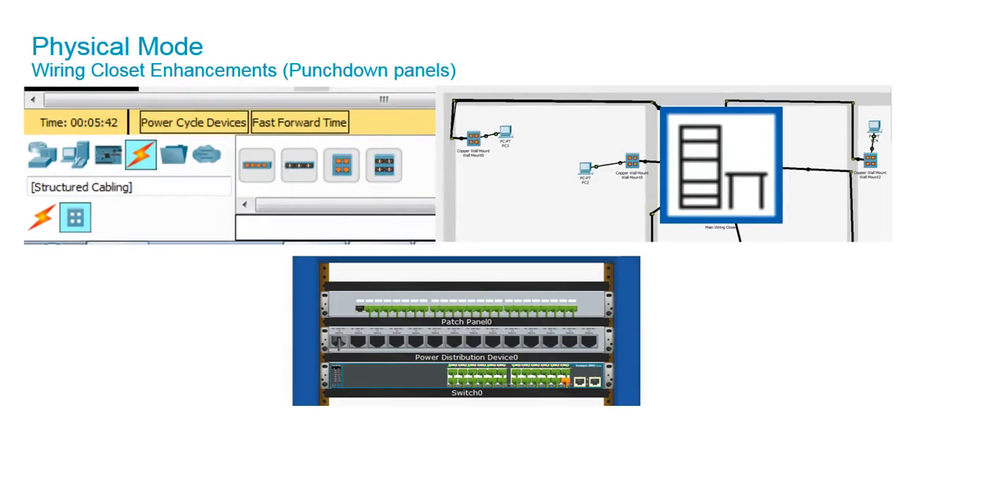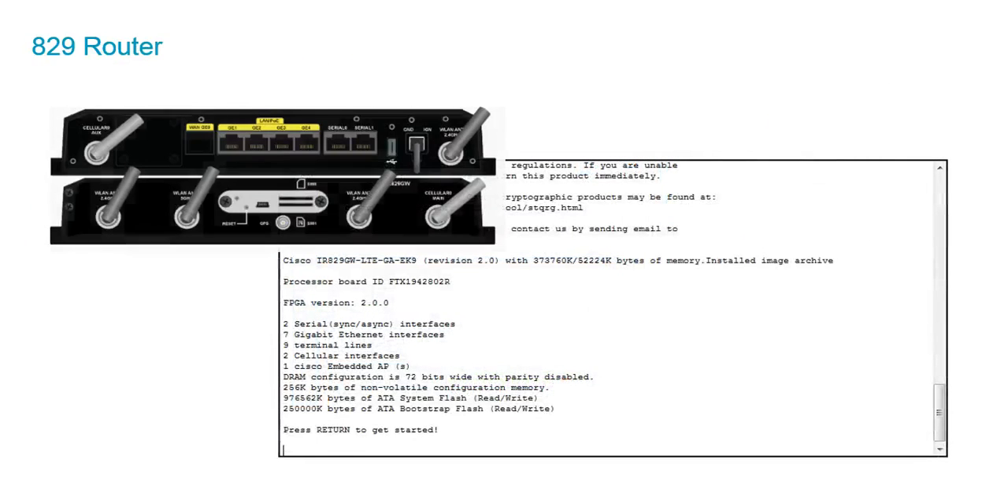Physical mode enhancements will make you feel like you are in the wiring closet. They allow more flexibility for rack and stack devices, giving a more realistic look. We've added patch panels and wall panels for horizontal cable connections for more layer 1 experiences. Improvements to the 829 router make it easier to set up a fog routing activity using IoT. Go to the next slide to see the features.